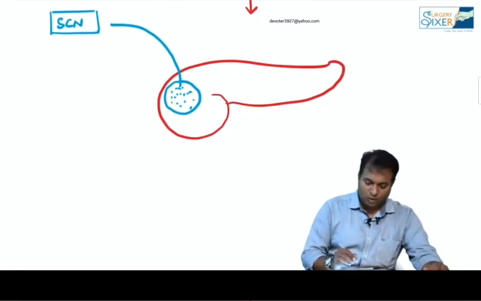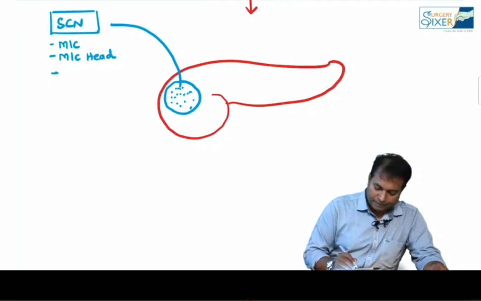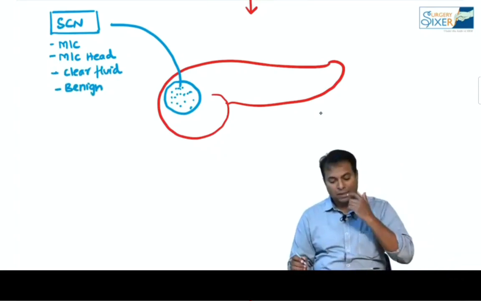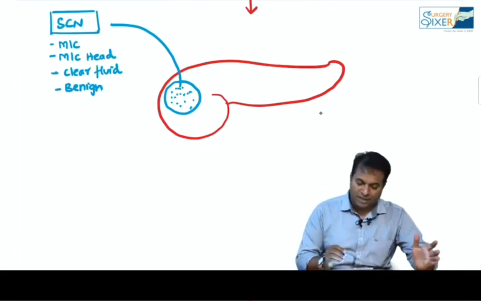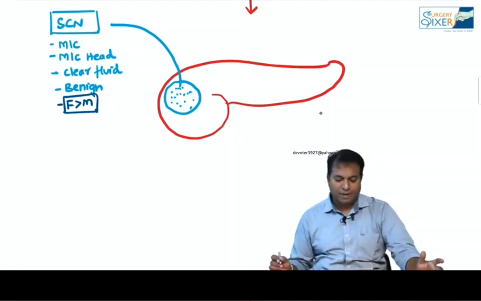The serous cystic neoplasm is the most common cystic neoplasm. It is most common in the head of the pancreas. It contains clear fluid and it is mostly benign. It is more common in females than males. So please remember, it is common in females than males.